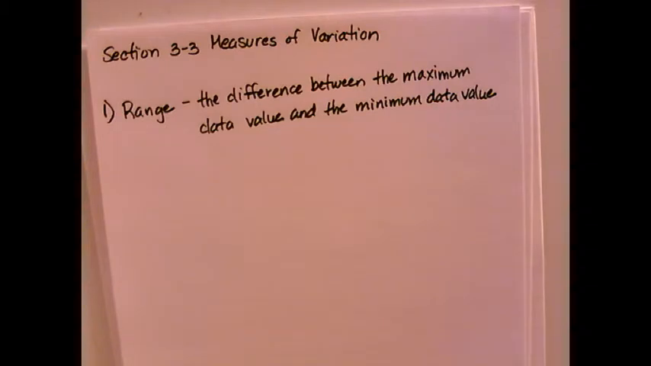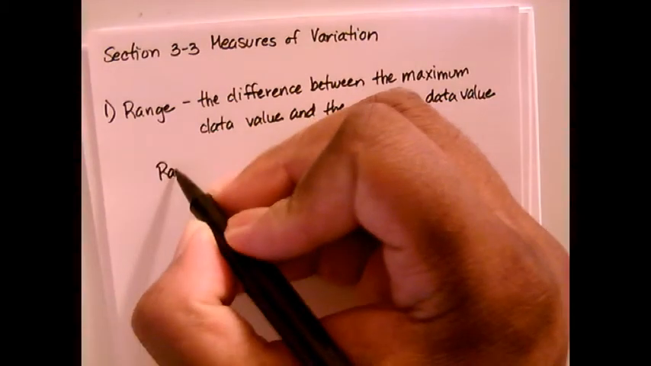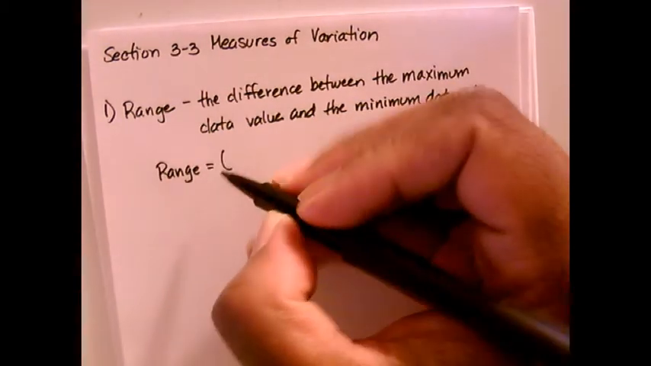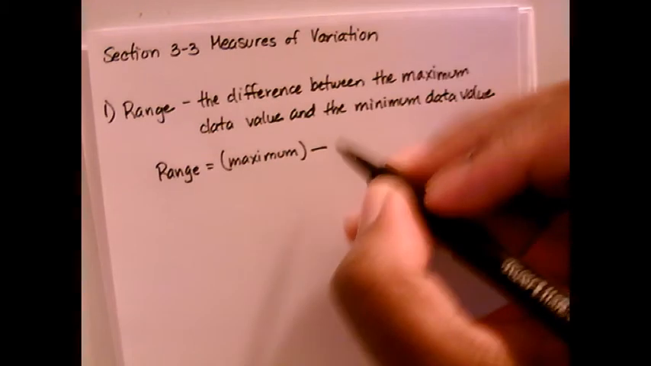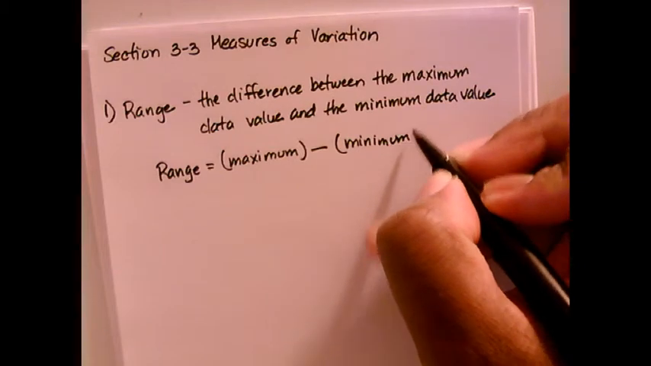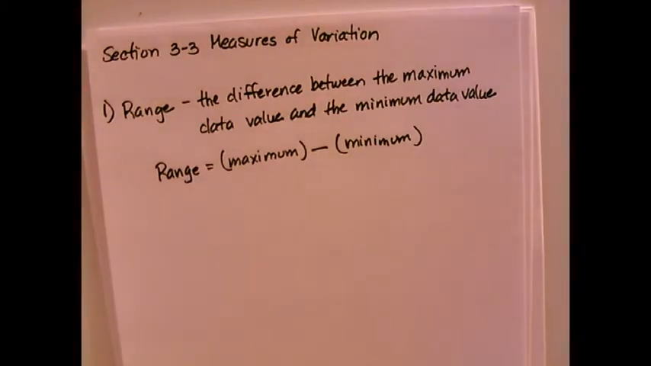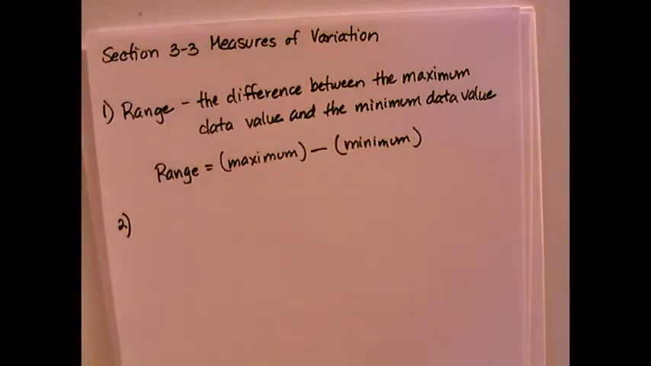You're taking the difference between the maximum data value and the minimum data value. In other words, the formula for simply finding the range is the maximum, or highest, data value minus the minimum, or lowest, data value in that set of data. That gives us the range. We'll look at some examples shortly, but I just want to introduce the measures of variation to you. There are three of them, and I've already introduced the first one, which is the range.